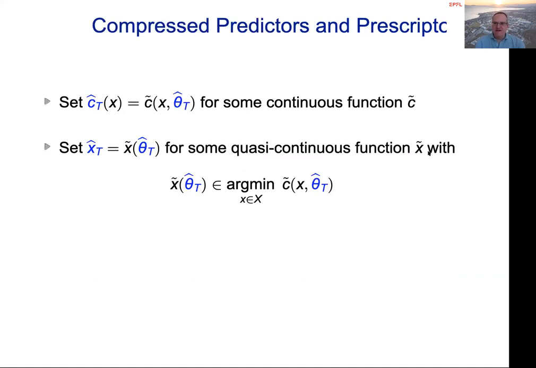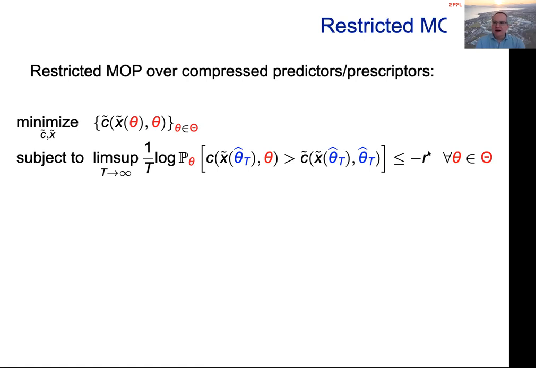Okay, so if you do this, then we may restrict attention to compressed data-driven predictors and prescriptors. These are predictors and prescriptors that depend on the training samples only indirectly through this summary statistic. And they do not get more complicated if T increases. Now, then we can formulate the corresponding restricted meta optimization problem that only optimizes over these restricted predictors and prescriptors. And the hope is that it is easier to handle than the full-blown meta optimization problem that we introduced before. So I would like to argue now that this restricted meta optimization problem does admit the Pareto dominant solution if the statistic theta hat T that we're using here satisfies a large deviation principle.